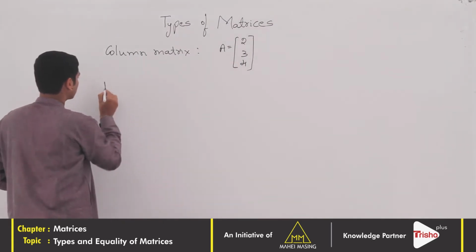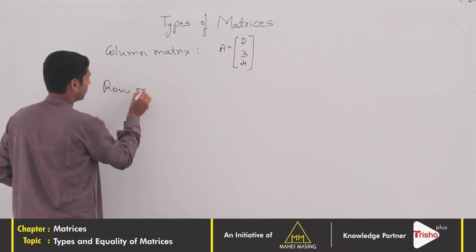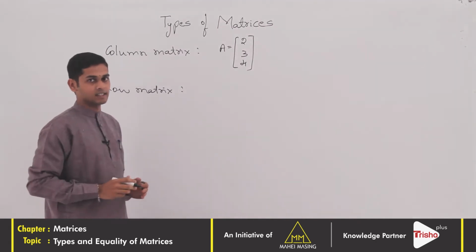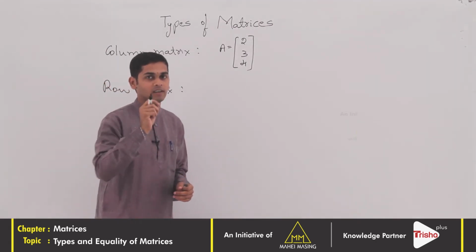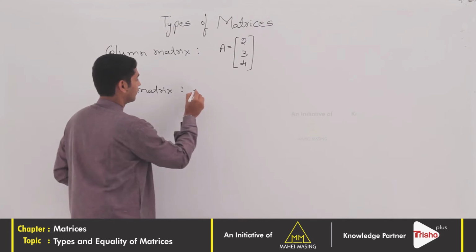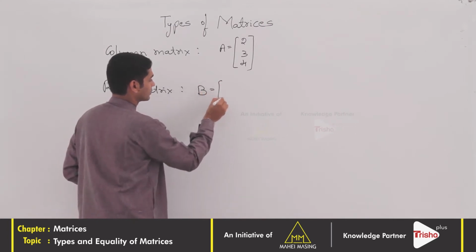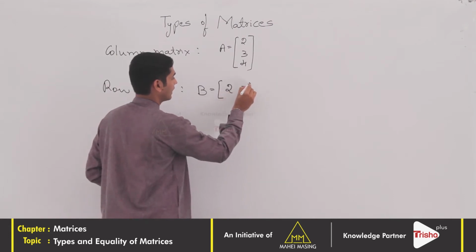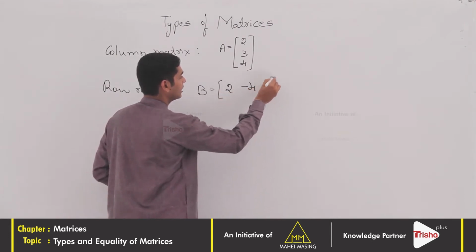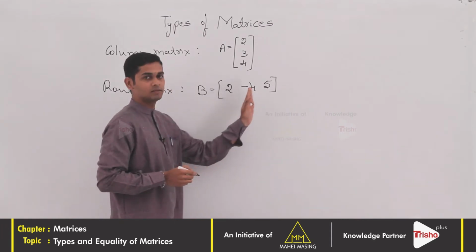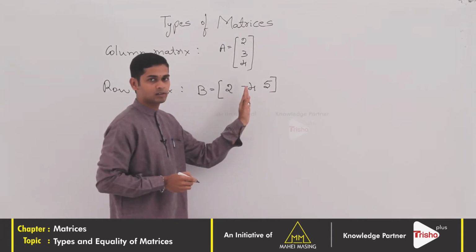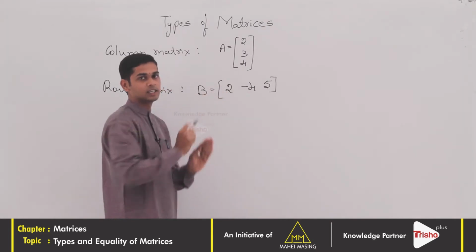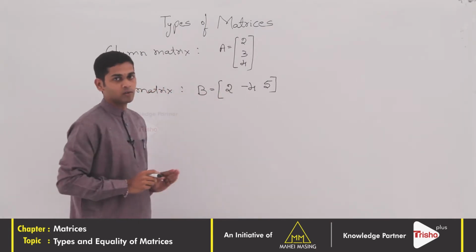Second type is a row matrix. A matrix having only one row is called a row matrix. See, this is a row matrix because it has only one row and columns 3. We need not worry about the number of columns. Number of rows is 1. Therefore, this is called a row matrix.